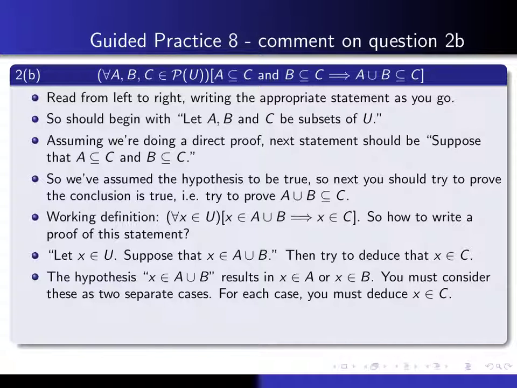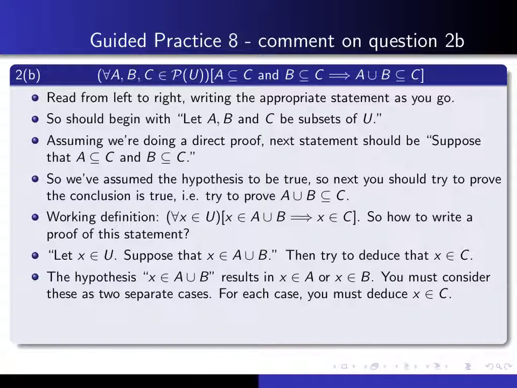So case one would be, suppose X is an element of A. And then from that case, you would try to deduce that X is an element of C. And then you'd start over, you'd say, well, now suppose X is an element of B. And again, you would try to deduce that X is an element of C. But until you finish doing both of those cases, you won't have the right to tell me that A union B is a subset of C.